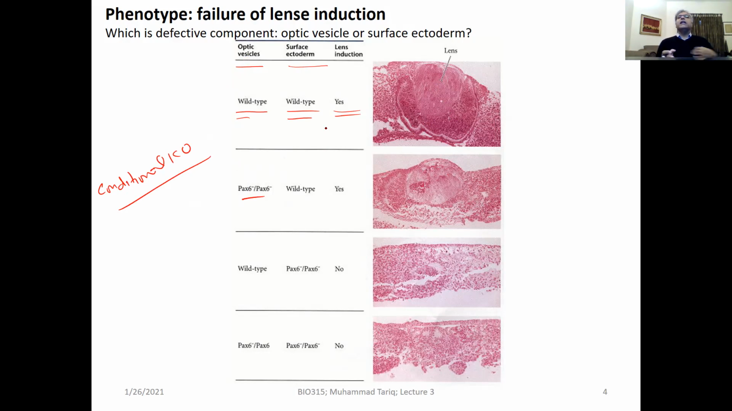For example, only in heart, only in neurons. So this is a conditional knockout. Now, you knock out only PAX6, so PAX6 minus minus means deletion in the optic vesicle. Surface ectoderm is normal, and you see lens formation is still taking place.